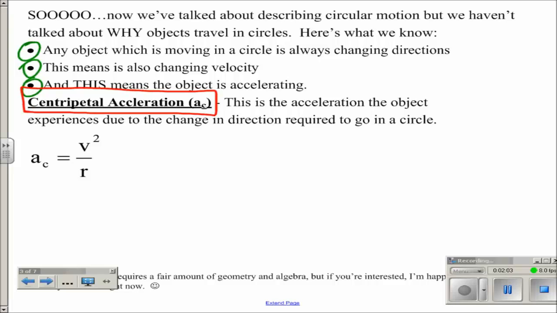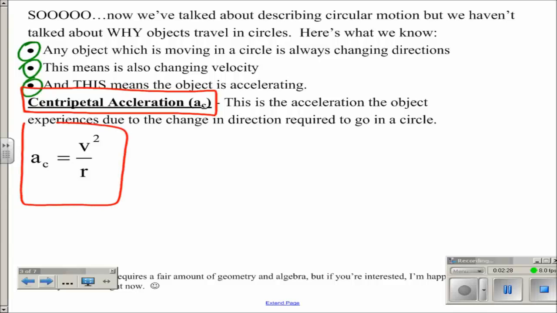Centripetal acceleration. Okay, say that word once. The Greek root of it, if you care, means center seeking. Centripetal. All right. So that is the acceleration that an object experiences due to the change in direction required to go in a circle. So any object that's going in a circle is accelerating. The name of the acceleration just from the change in direction is called centripetal acceleration.